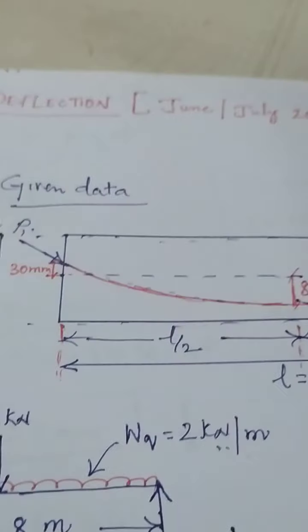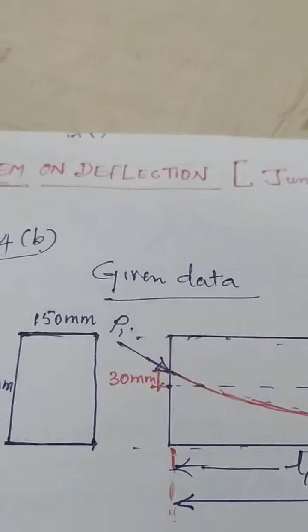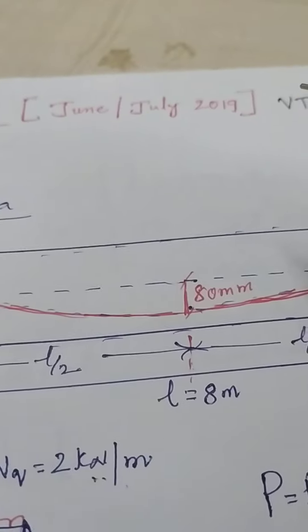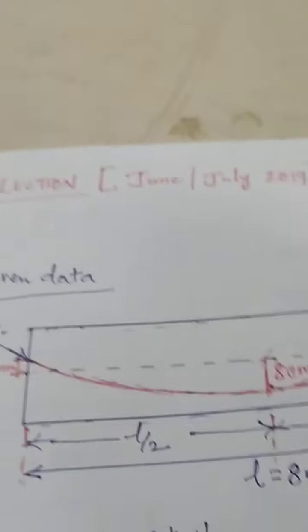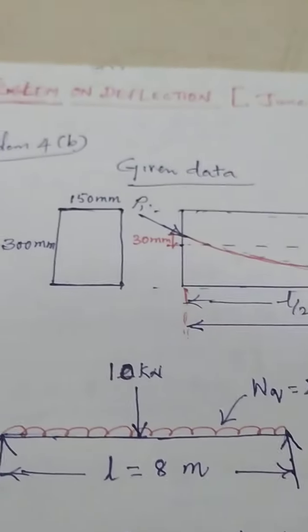Then come to the problems. This is the first problem. These are the VTU problems. Some 3 problems are solved here. You come to the first problem.